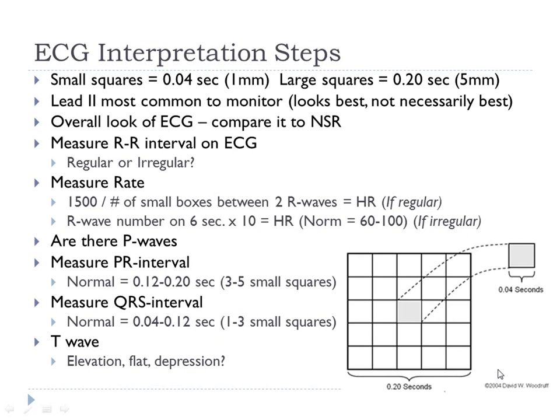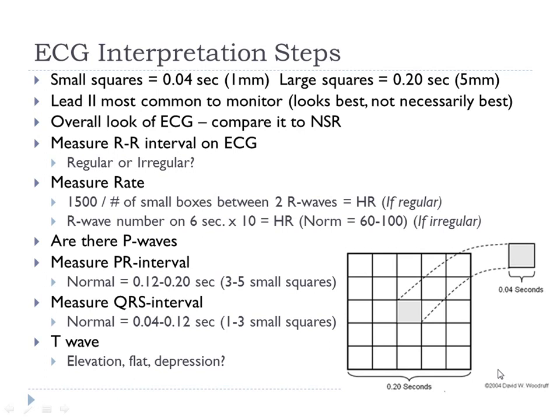Some people will use the irregular method if it is a regular rhythm. So if it's regular, they print out a 6-second strip, count it, multiply times 10, and that's about right, but it's not exact. Dividing into 1,500 the number of small boxes between R waves is most specific.